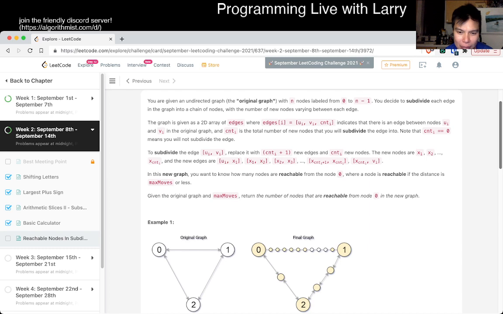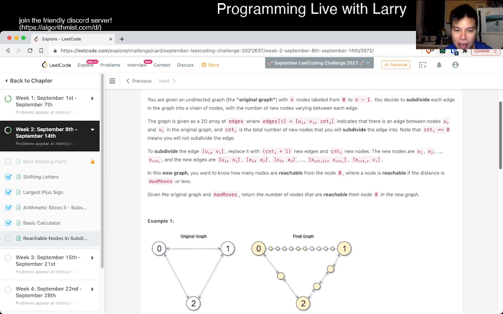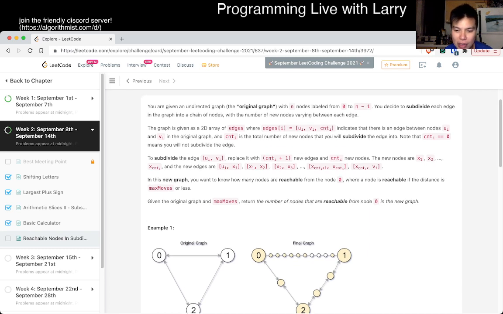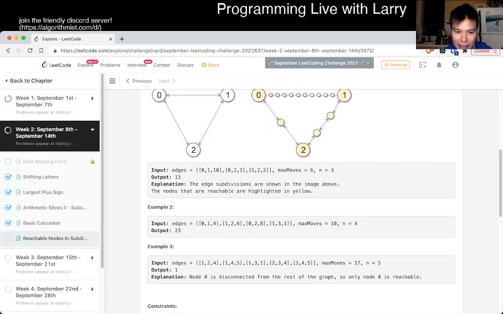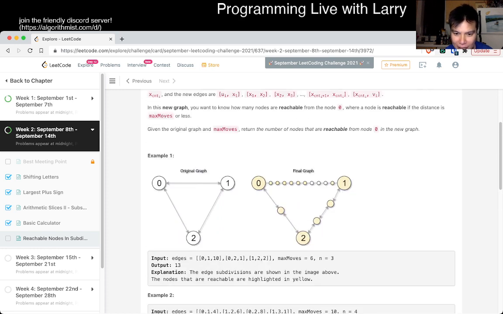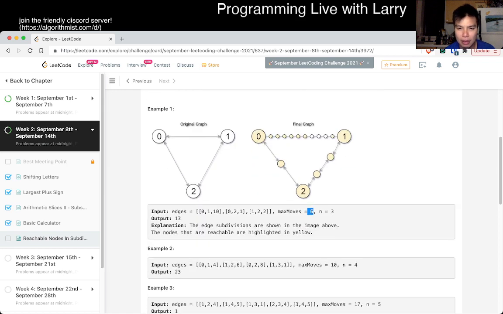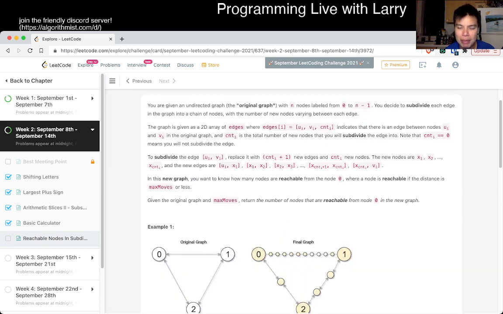So it's a graph problem, obviously. Okay, so you're just going from 0, and in this case, max move is 6, so you go 1, 2, 3, 4, 5, and then 1, 2, 3, 4, 5, 6. Okay. I think it's still just going to be some sort of Dijkstra's algorithm.